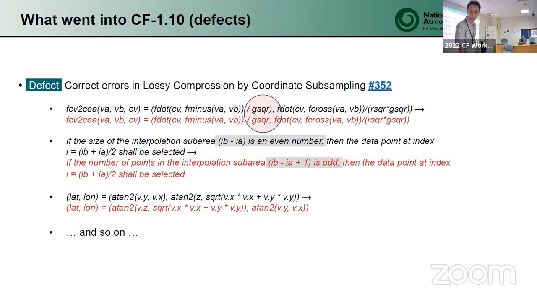And the last one, this is simply a case of the formulae for latitudes and longitudes. They're in the wrong order. They were switched. The two arctangent argument things are just the wrong way around.